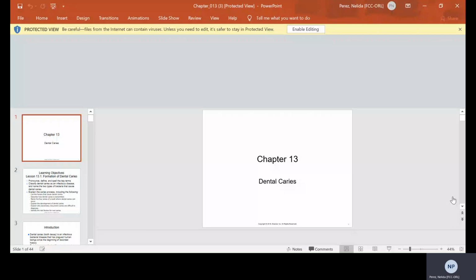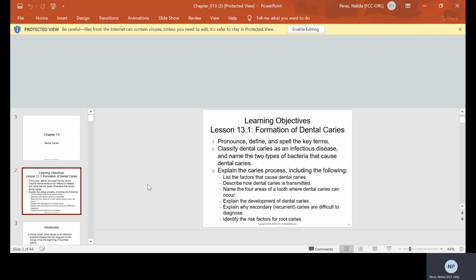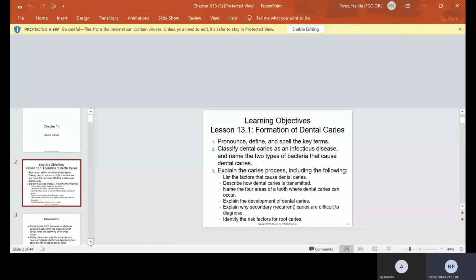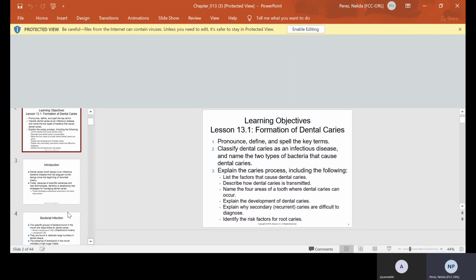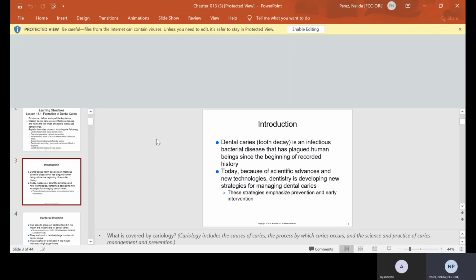Hello, class. So today we're going to be doing chapter 13, which has to do with dental caries. And in your Kindle, you'll see your objectives: how to pronounce, define, and spell the key terms, and I'll be going over that, classifying the dental caries as infectious and naming the two types of bacteria, and also explaining the caries process. With that said, too, I will be posting a small video with a demo model after the lecture.